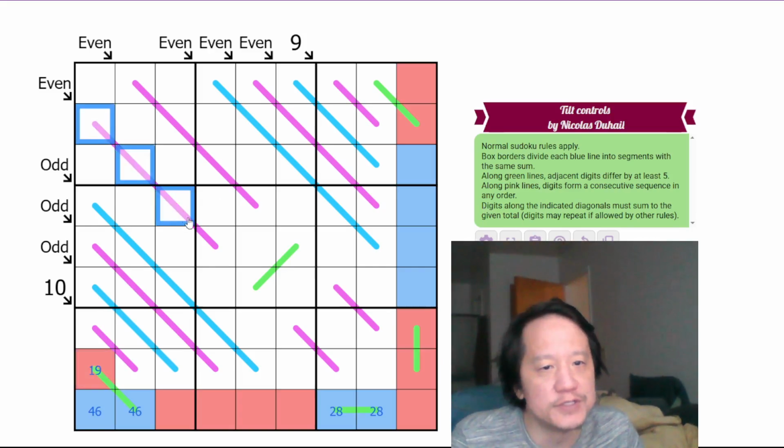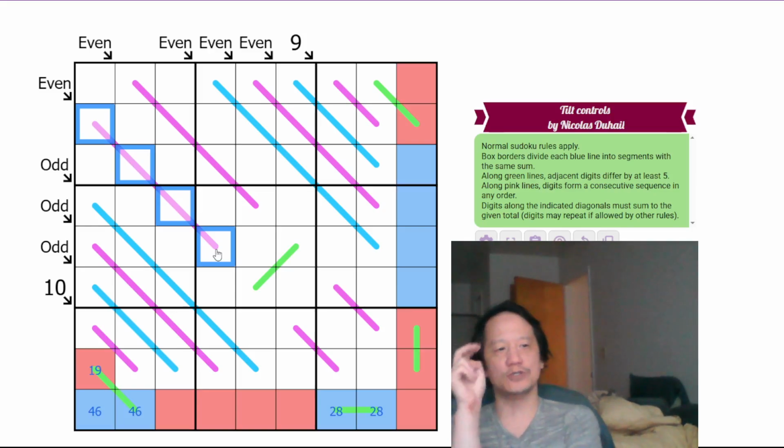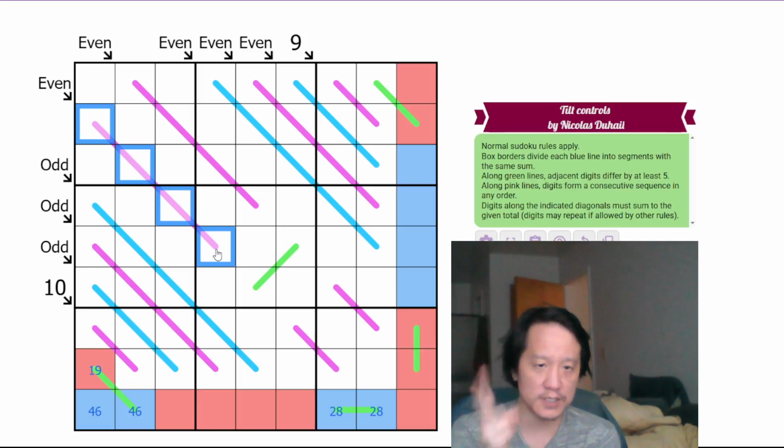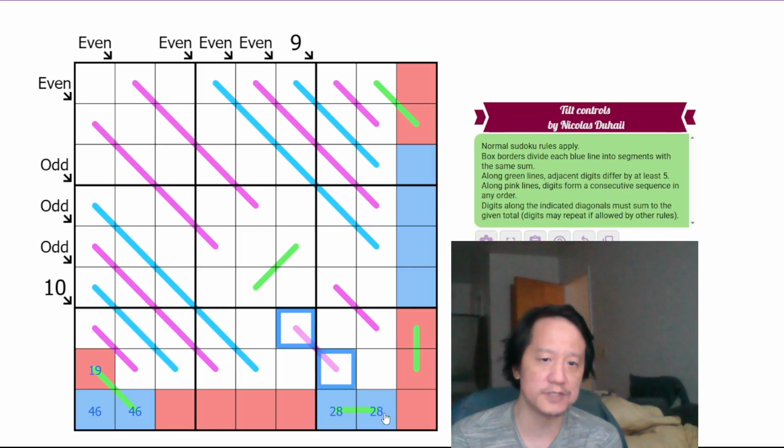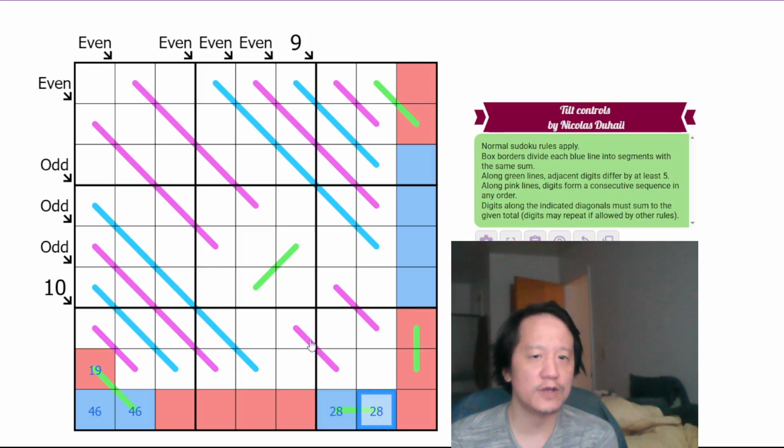What about this diagonal? So this is 4 digits adding up when in a sequence, so that must be 2 evens and 2 odds, which is an even sum. This is an odd sum because it has 1 odd and 1 even digit, and this is an even. So therefore, since this is even here plus even here, and this is odd, this has to be an odd value.